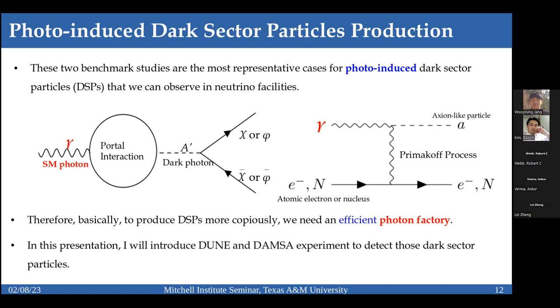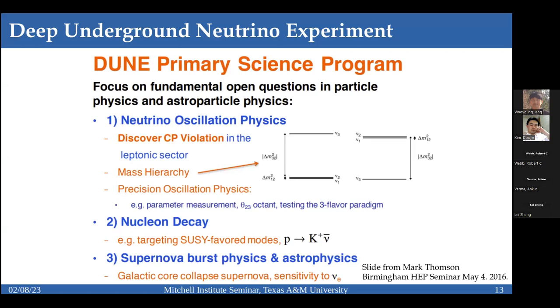DUNE's primary goal is actually neutrino oscillation physics. In order to measure neutrino oscillation precisely, they need a high intensity, pure neutrino flux. So they use a high intensity proton beam, and we found that this is actually good for searching for dark matter at DUNE.